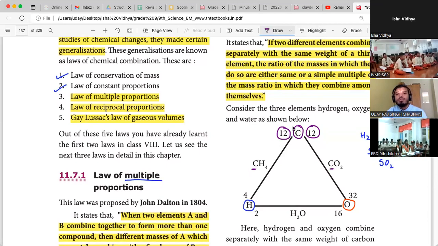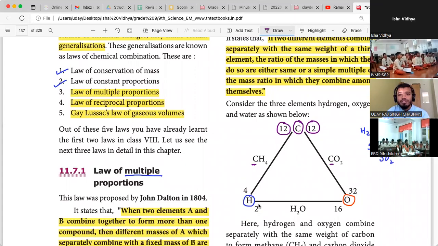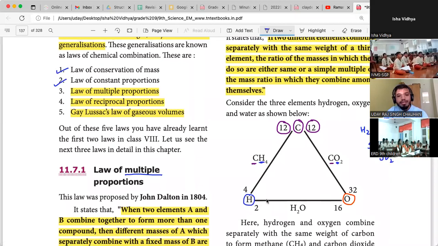Now you take the ratio of the masses in which they combine. We will take the ratio of the masses in which they combine, so the mass of this and the mass of this, and we take the ratio. These two can also combine, right? They are combining separately and they can also combine amongst themselves. So we'll take the ratio of these masses and the ratio of the masses here, and we will see that it will be a simple multiple.